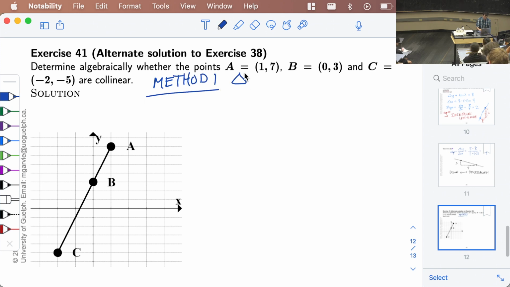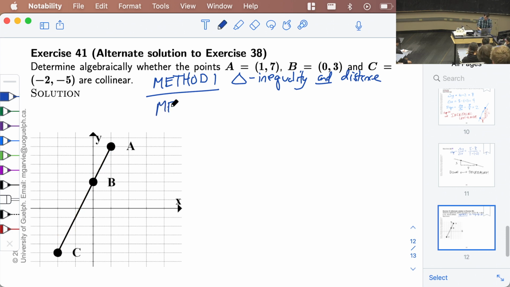That was the triangle inequality and distance. Right? So we checked, is the distance AC the same as the sum AB plus BC? Is going all the way from A to C the same distance as going from A to B and then B to C? If it is, they must all be in a straight line. How do we do it with slope?